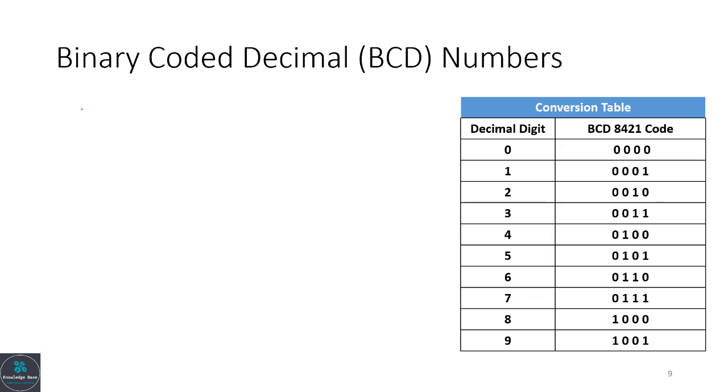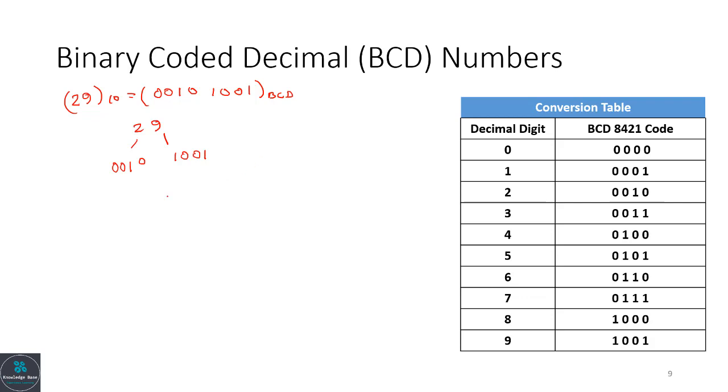Let us take a number, suppose say 29. So this is in decimal. Now each of the decimal digits will be converted into its BCD 8421 code. It is a 4-bit binary number. So 2 and 9. 9 will be 1 0 0 1 and 2 will be 0 0 1 0. So its BCD form will be 0 0 1 0 1 0 0 1. So it is in BCD.